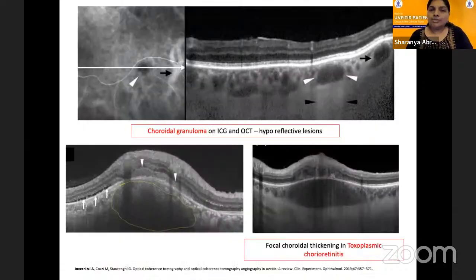So in a choroidal granuloma on ICG and OCT, it is seen as small hyporeflective lesions. Now, these lesions have to be differentiated from large choroidal vessels, and that is by the blocked transmission beneath a choroidal granuloma. The bottom picture is of a larger choroidal granuloma to differentiate it from a toxoplasmic chorioretinitis. In a toxoplasmic chorioretinitis, always look at the disorganized retina that overlies the lesion. The overlying retina is relatively maintained in a choroidal granuloma, except for maybe a little bit of subretinal fluid.